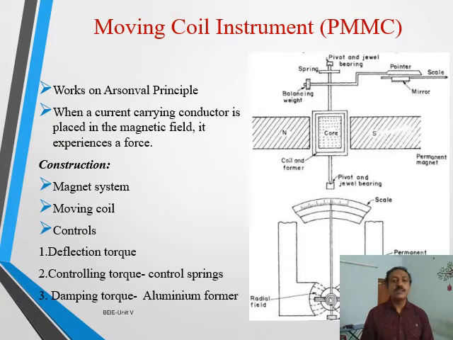The third one is the damping torque. The damping torque is required for the pointer to stop without any oscillations. We have to stop at the particular reading without any oscillations. For that we are using an aluminum former. This torque provides the damping and reduces the oscillations.